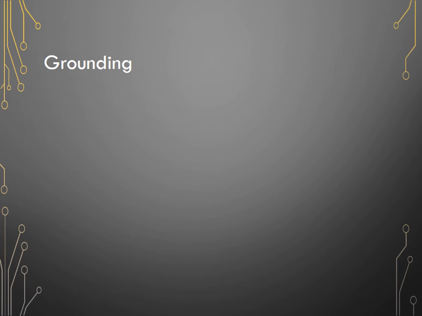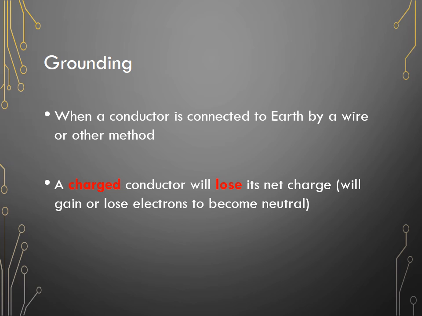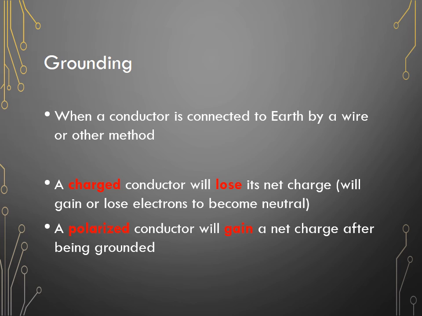Grounding is something that becomes especially important when we talk about circuits, but it's when a conductor is physically connected to earth or any other large conductor by a wire or other method. A charged conductor will lose its net charge when grounded. A polarized conductor will gain a net charge after being grounded. This is like polarizing it and then cutting it in half.